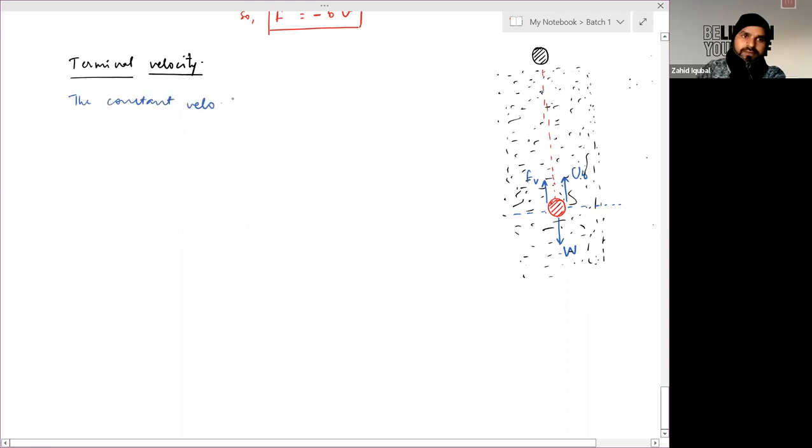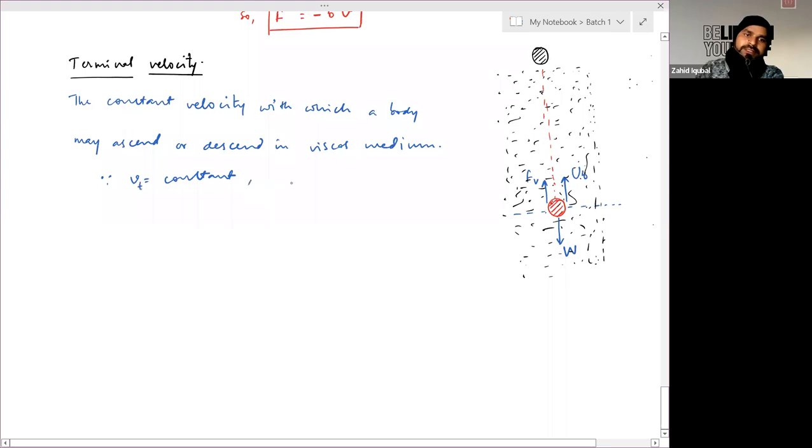So terminal velocity is the constant velocity with which a body may ascend or descend in viscous medium. So at this point, since velocity is constant, the acceleration of the body at this instant will be zero. So the net force acting on the object must be zero.